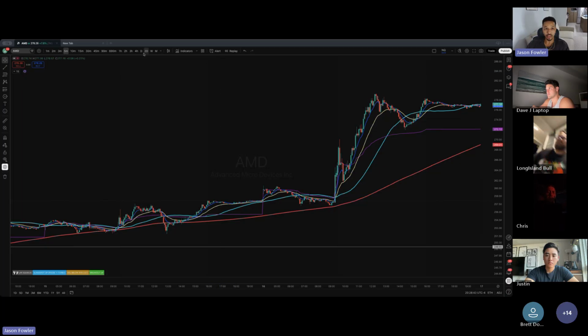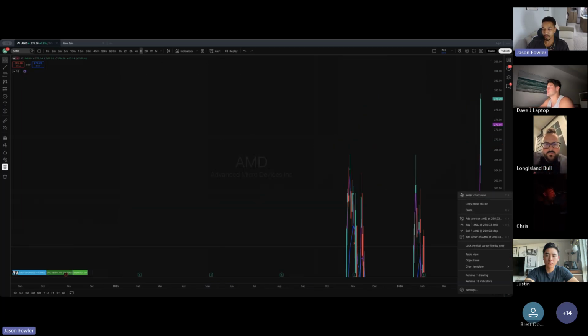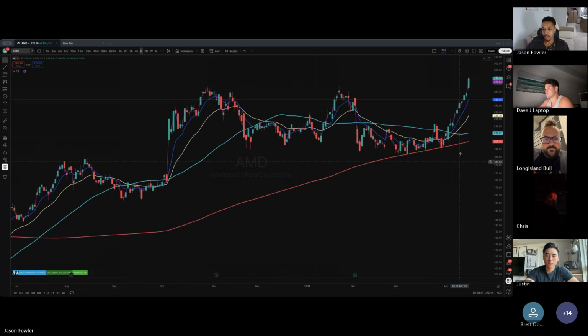Keep that level in mind that you have from your higher time frame, right? This 249 level. And you're going to go to your lower time frame and watch for a reaction there. So maybe you go to your 5, your 15, or even a 30-minute chart is fine. Let the 30-minute candle close. Watch for a reaction at that level.